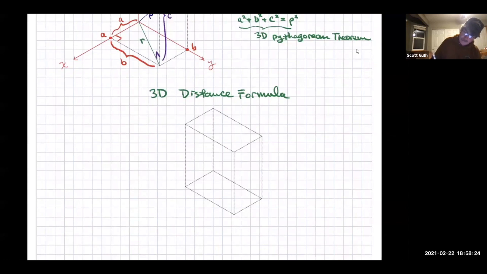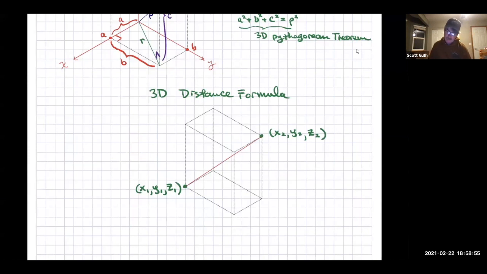Let's talk about this point on the left being x1, y1, z1. And then up on the right, let's call that guy x2, y2, z2. Like that. And then we want the distance between them. So we'll draw that. And I guess we could call that rho, but I don't think I will. I'm just going to call it capital D for distance.